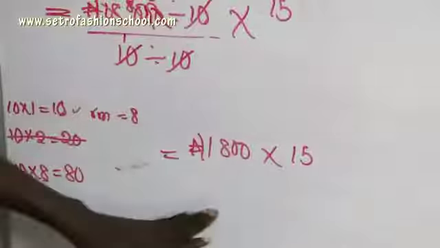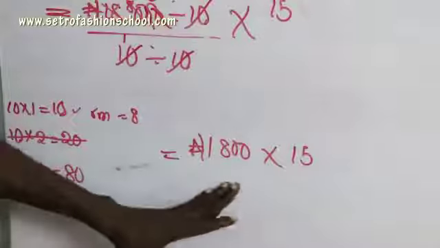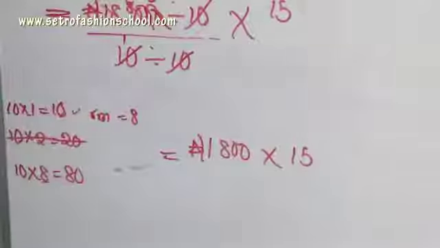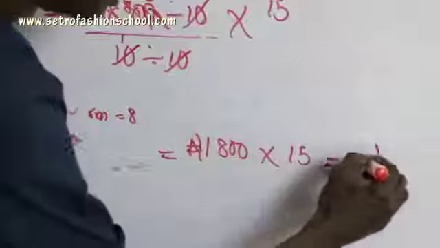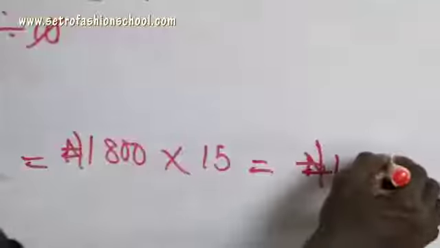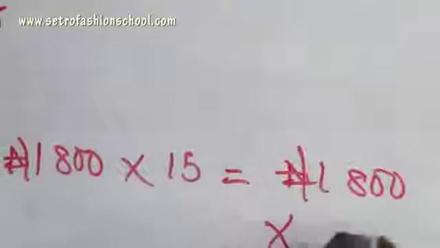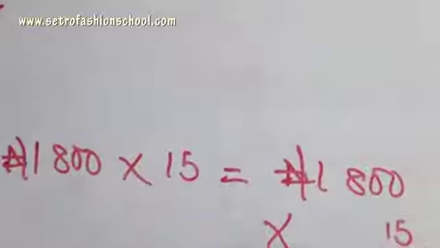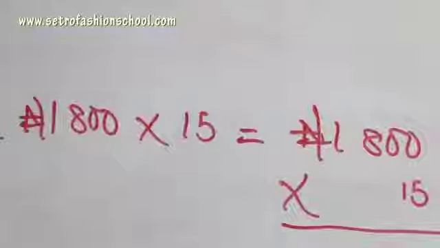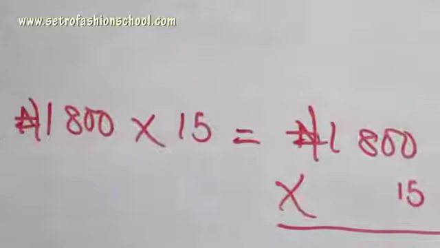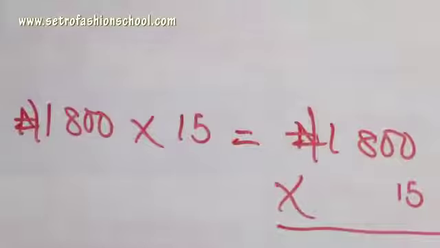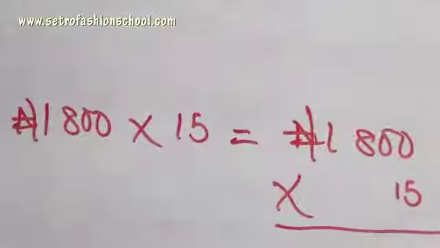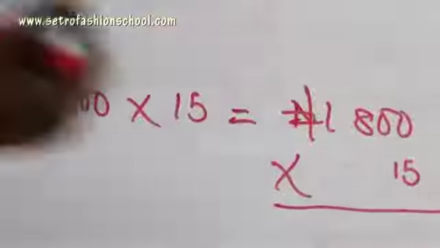Now, what are we then going to do? Look at this. 1,800 naira times 15. What will you do? Arrange them. That will be 1,800 times 15. Split them. First start with this unit. You can start any which way, different techniques, but let's start with that technique.